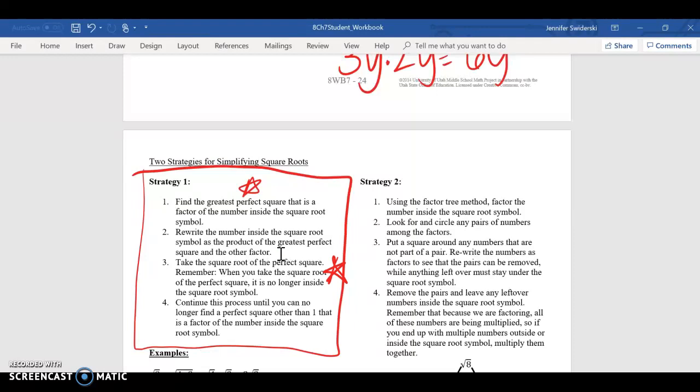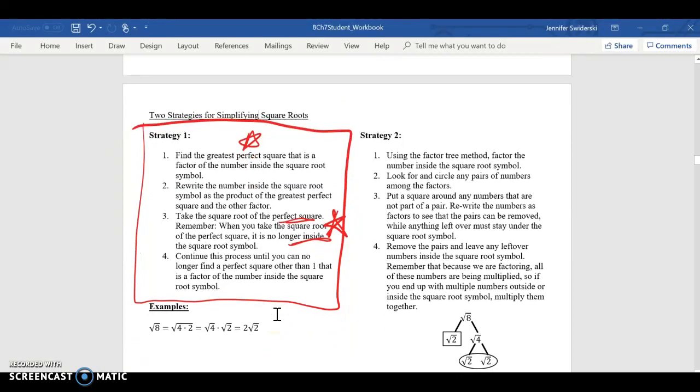So put a star by this, because when you take a square root of a perfect square, okay, you no longer have it inside the square root symbol. You're going to continue this process until you can no longer find a perfect square other than one that is a factor of the number inside the square root symbol. So you might be saying, whoa, what?